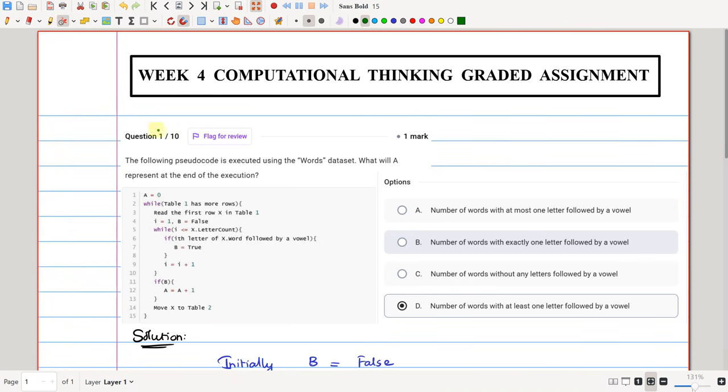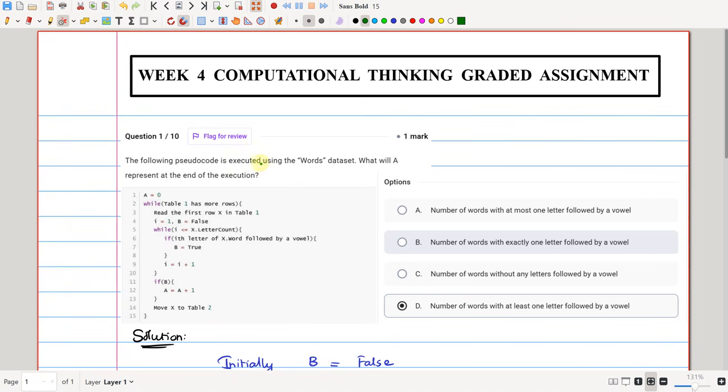Now, let's solve the first question of the computational thinking graded assignment of week 4. So, read the first question here. The following pseudocode is executed using the words dataset. What will A represent at the end of the execution? A is equal to 0. The variable A is initialized to 0, while table 1 has more rows.